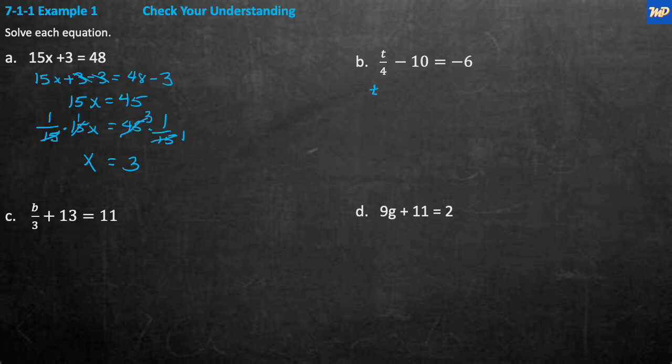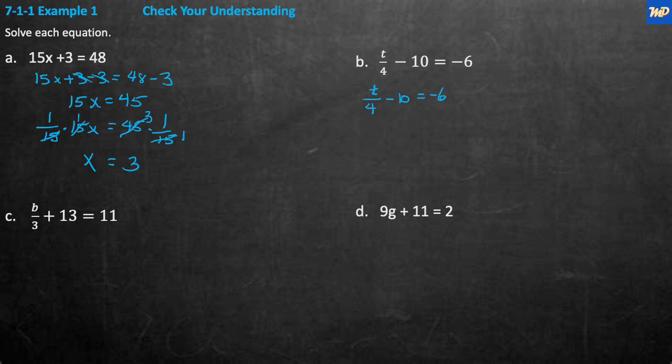Let's go here. t over 4 minus 10 is equal to minus 6. So now the coefficient is like a divisor, right? So now we're going to be dividing by the 4. We have to clear up the constants and move the constants to the other side.